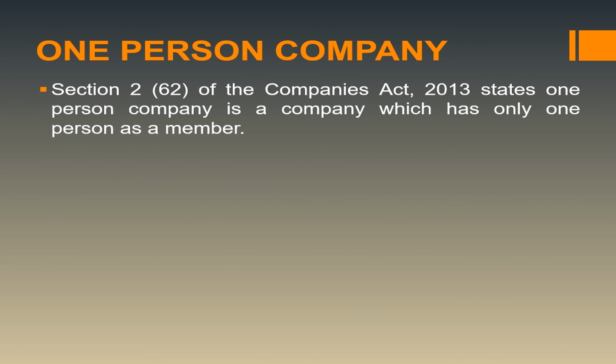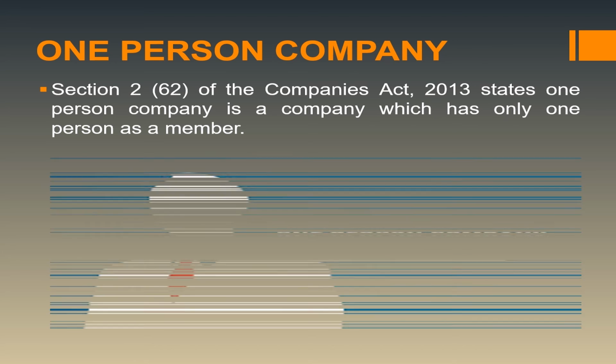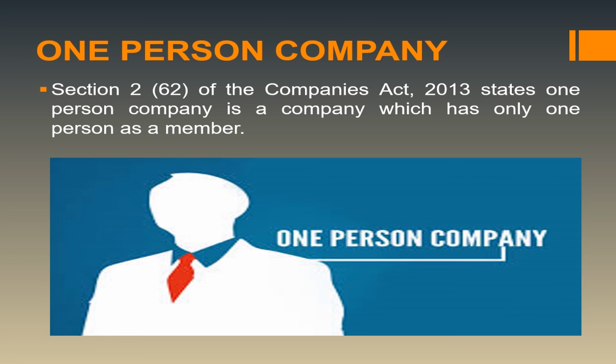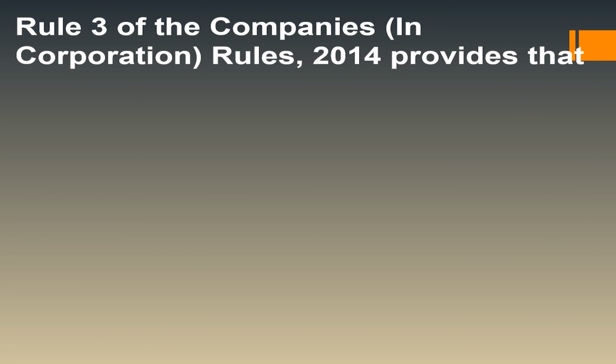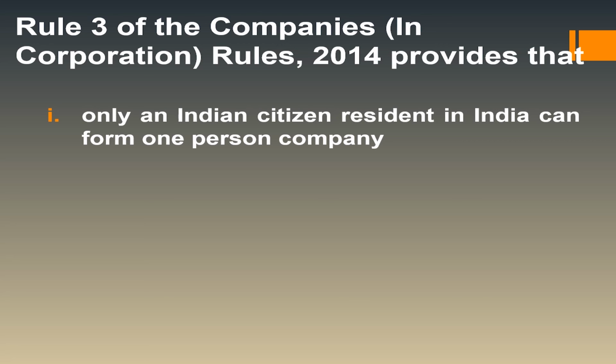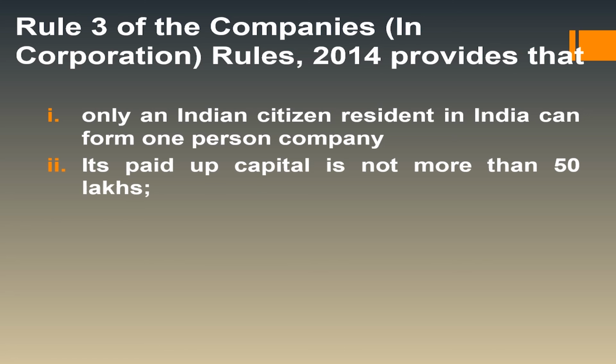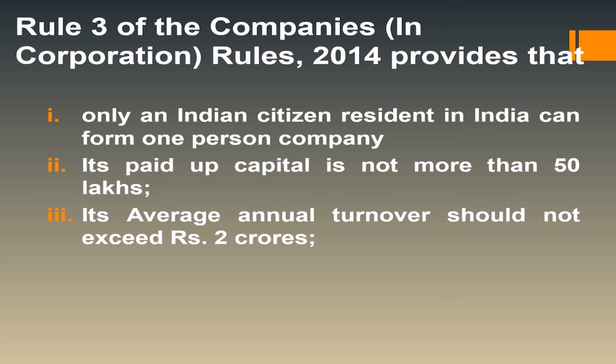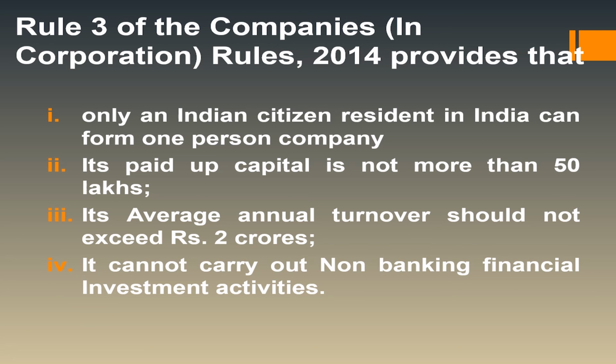Section 2, subsection 62 of the Companies Act 2013 states one person company is a company which has only one person as a member. Rule 3 of the Companies Rules 2014 provides that only an Indian citizen resident in India can form one person company. Its paid up capital is not more than 50 lakhs. Its average turnover should not exceed 2 crores. And lastly, it cannot carry out non banking financial investment activities.